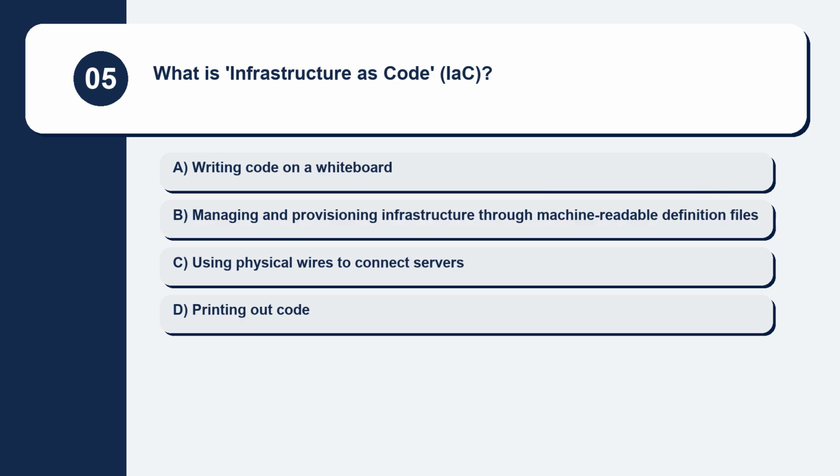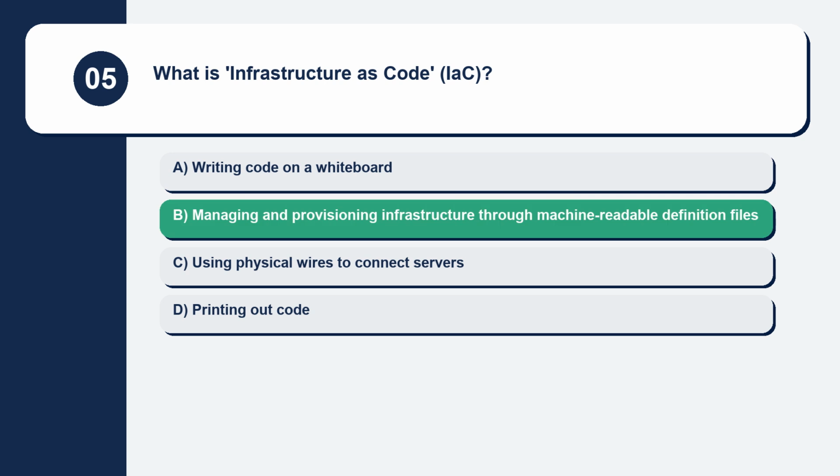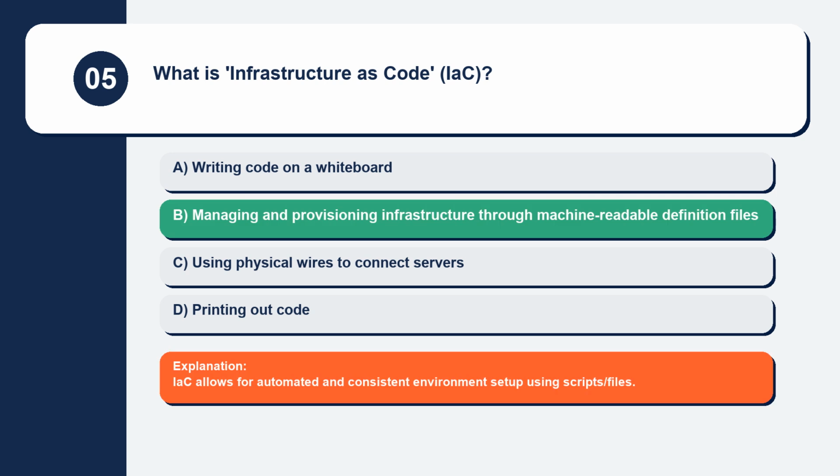Question 5. What is Infrastructure as Code, IaC? Writing code on a whiteboard. Managing and provisioning infrastructure through machine-readable definition files. Using physical wires to connect servers. Printing out code. IaC allows for automated and consistent environment setup using scripts and files.